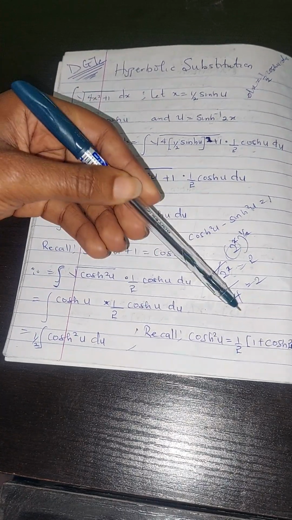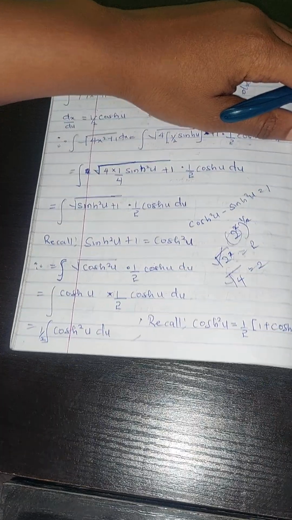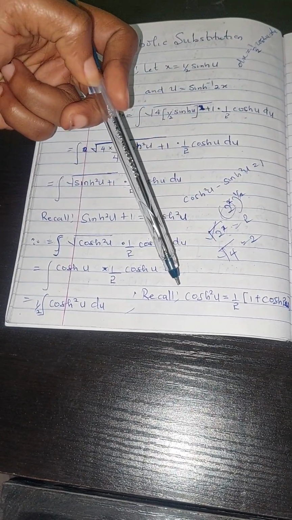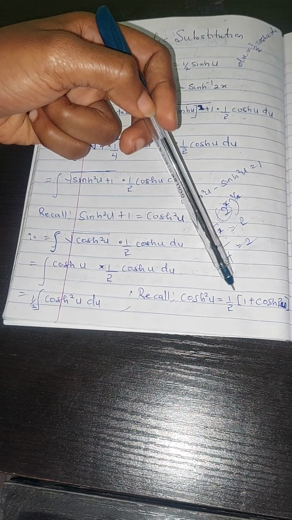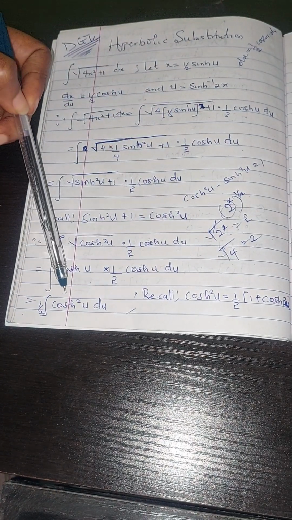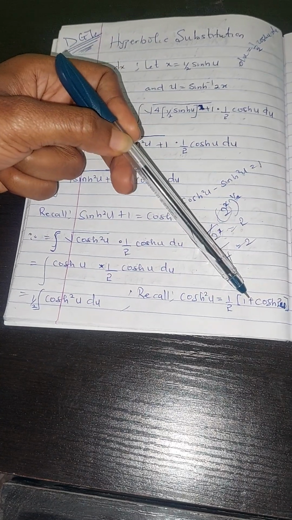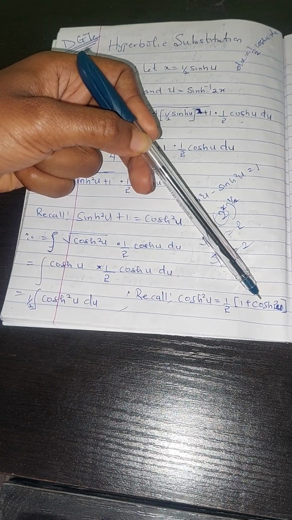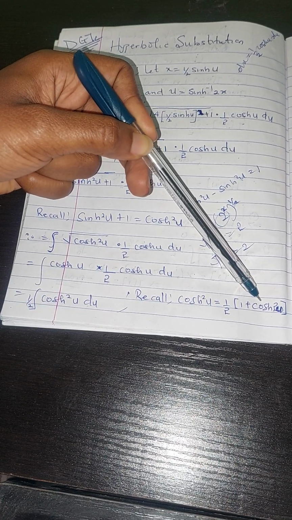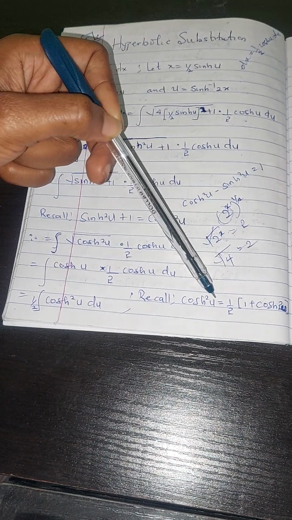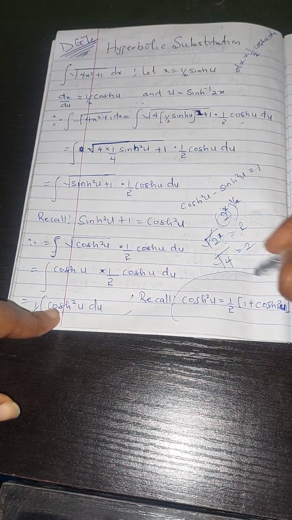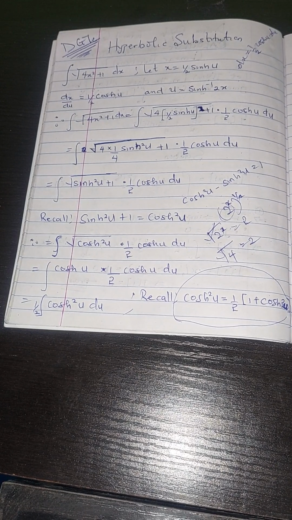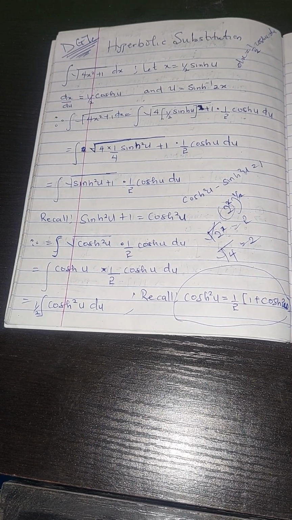You also need to recall that hyperbolic cos squared u equals 1 over 2, because I can't integrate like this; I need to break it down. After breaking down, hyperbolic cos squared u equals 1 over 2, 1 plus hyperbolic cos 2u. So you need to take note of this. This is important. Also, take note of something else. I'm supposed to give you this in the beginning of the video. Sorry.